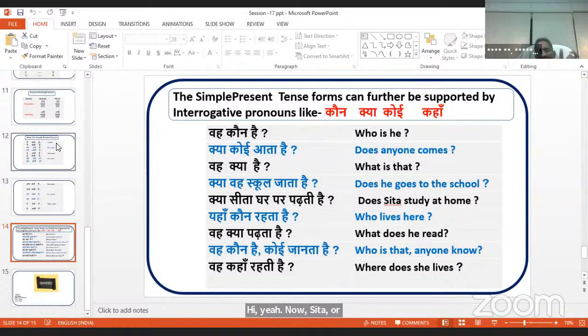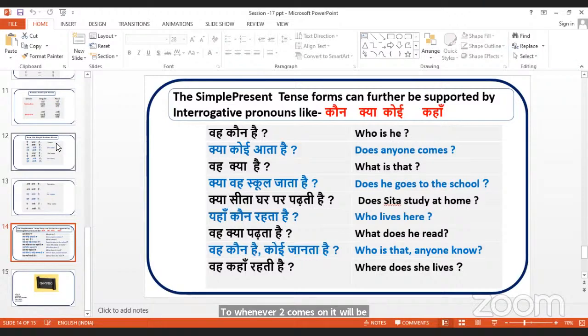Then another thing you have to remember. Whenever तुम comes, it will be हो. तुम आते हो. That is the peculiarity of the subject तुम. Whenever तुम comes, it will be हो.